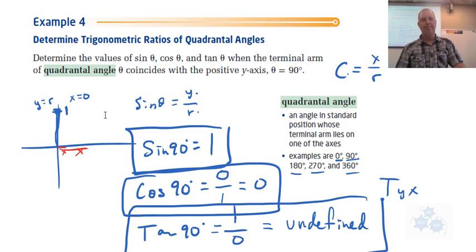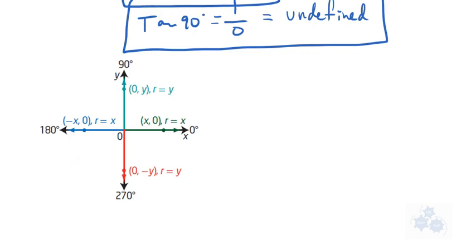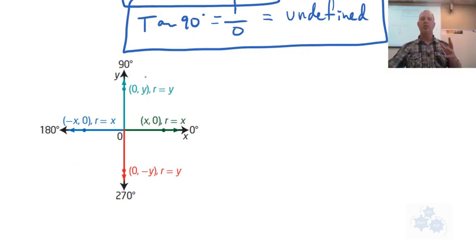Now, I'm just going to clip this out of the textbook here for you. This should help you. The point on this terminal arm would be the point (0, y), and r equals y. So x is 0, r equals y. That's what I mentioned before.